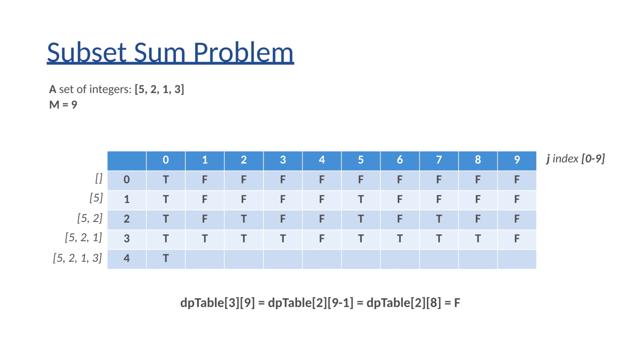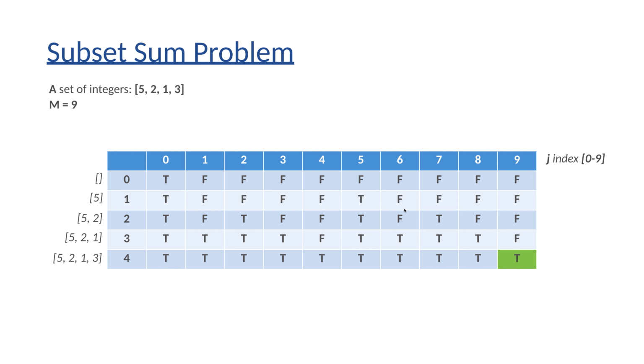Then what about the last row? In this case, we can use all the integers 5, 2, 1, and 3. So this is how we keep combining more and more complex subproblems in order to get the final result. So in this case, we can use all the integers. So basically, all the values are going to be true. So we can get 1, 2, 3, 4, 5, 6, 7, 8, and 9 values if we can form a subset based on all the integers. And of course, the result is going to be the item in the last row and last column. So it is a true. What does it mean? That we are able to solve this problem.